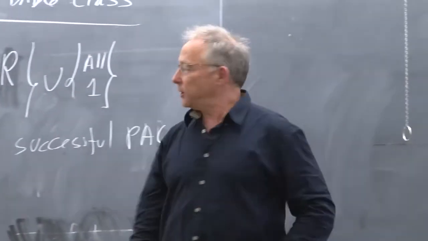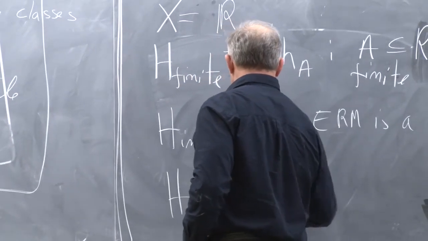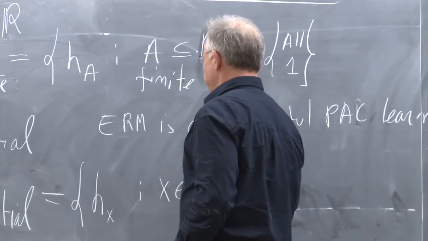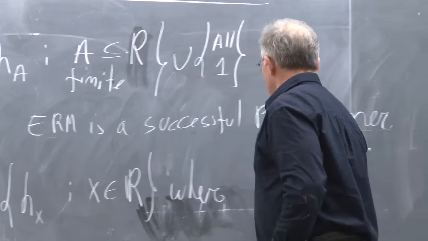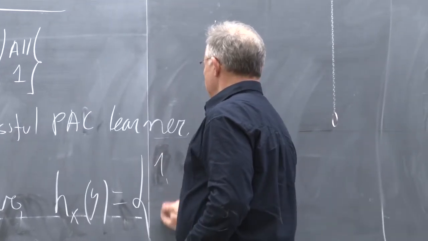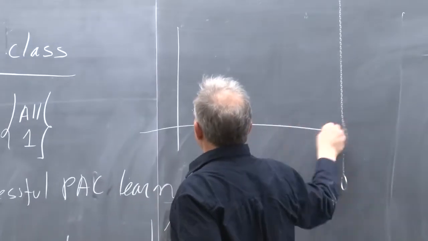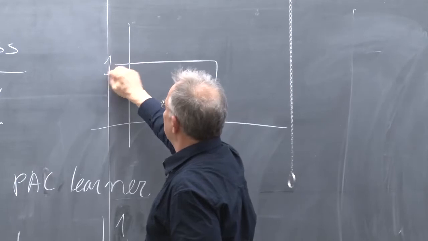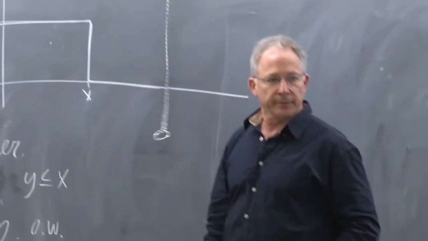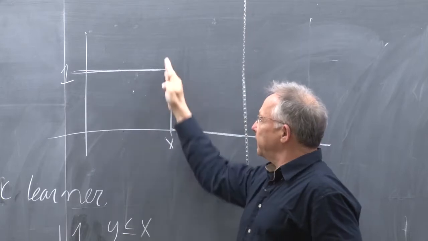Yes? What was H initial again? H initial, just to remind you, is the set of all H x such that x is in R, where H x of a point y is 1 if y is below x and 0 otherwise. So it's a set of all initial segments that the elements look like this. It's 1 up to some point x and 0 above it. And we consider all such functions. So how many such functions do we have? As many as there are real numbers, because every real number could be used to determine my threshold.